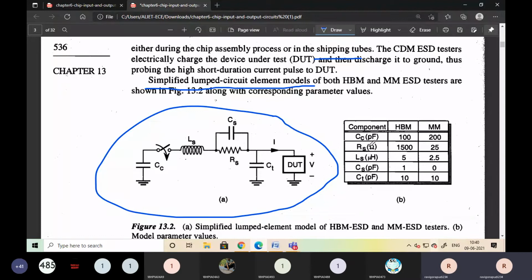Draw this one and the corresponding parameter values, the component values for human body model and machine model. If you're using the human body model, because of human interference, any ESD can be avoided by using this network with these parameters. If you're using a machine model, and there is any ESD because of the machine, then if you use this circuit with these values for the MM model, there is some protection.